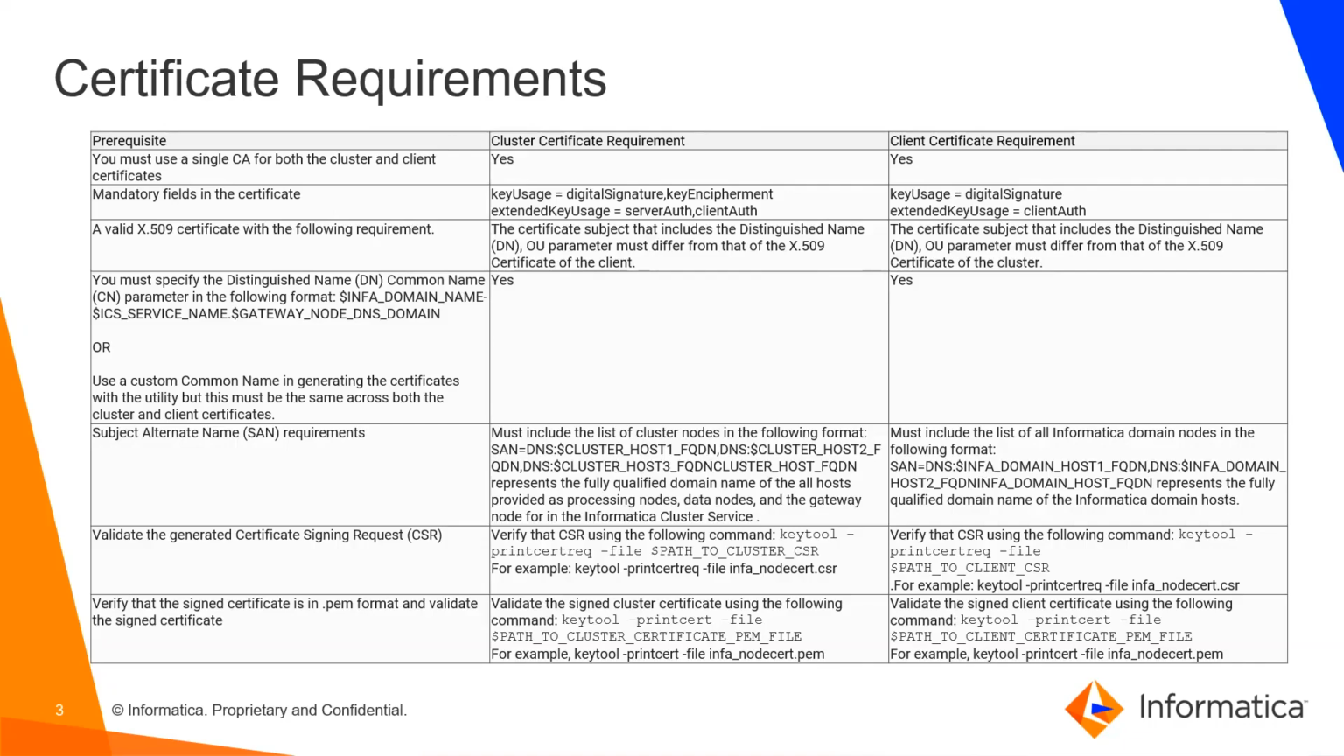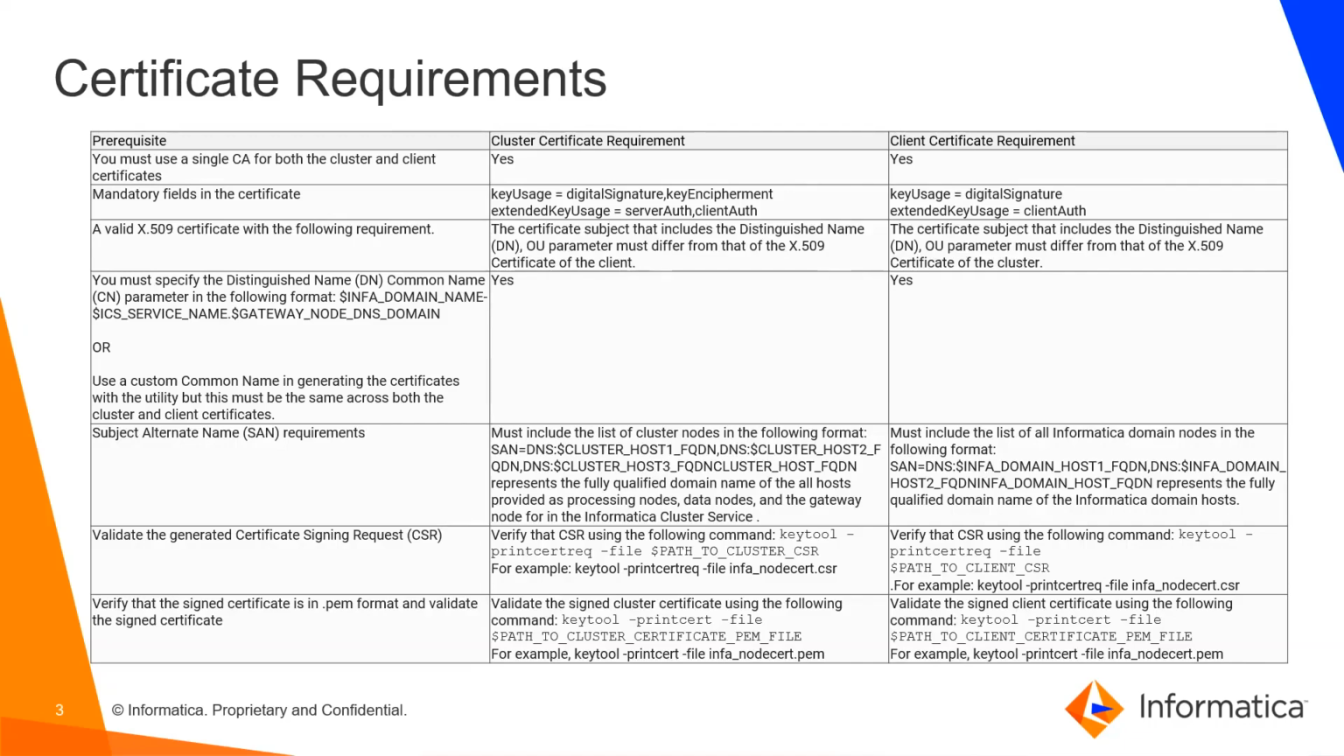You can see there the format is typically constructed of the Informatica domain name, followed by a dash separator, then the cluster service name, followed by a point separator, and then the actual DNS domain name itself, such as informatica.com. As part of this demo, as I said, we're going to use a custom common name in the form of informatica.com, and it's going to be the same across both cluster and client certificate. I will show that as well at a later stage.